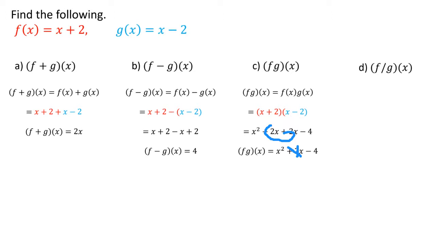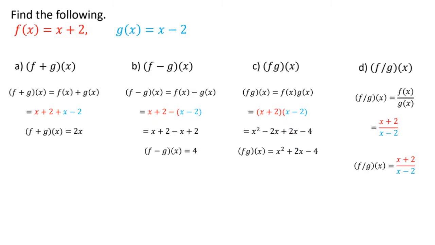Okay, so let's go ahead and do the last example of the composite. This is read as f divided by g of x. What they really want me to do is just divide function f by function g. So let's write what they're saying. f of x divided by g of x. So we have x plus 2 divided by x minus 2. Since I can't simplify anything, that's going to be my answer.